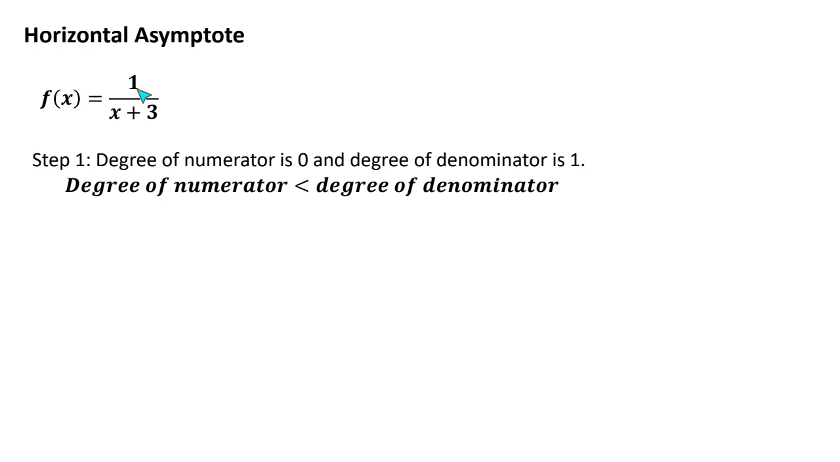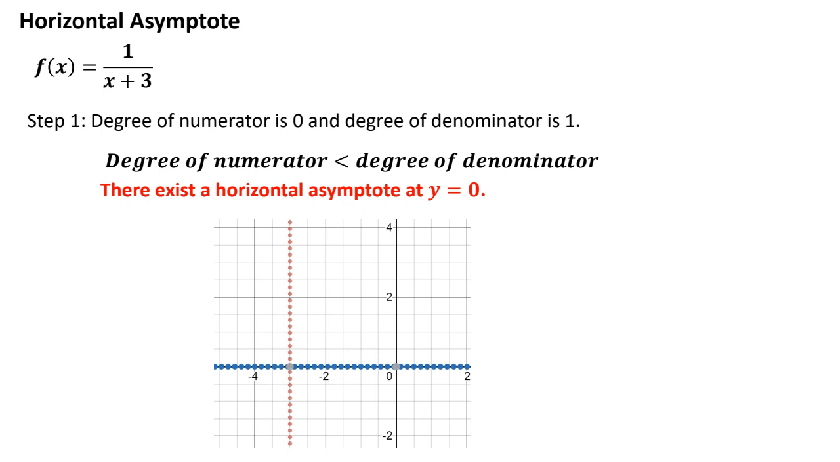The degree of the numerator here is 0. The degree of the denominator is 1. So the degree of the numerator is less than the degree of the denominator. And so that's going to tell us that there exists a horizontal asymptote at y equals 0. So if I had to graph it, it's going to look like the blue dotted line that is horizontal.